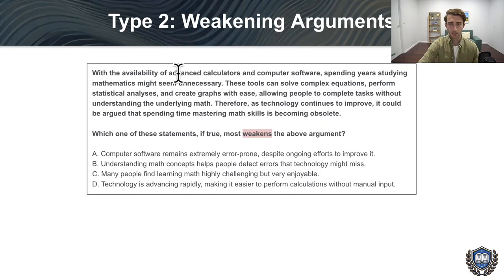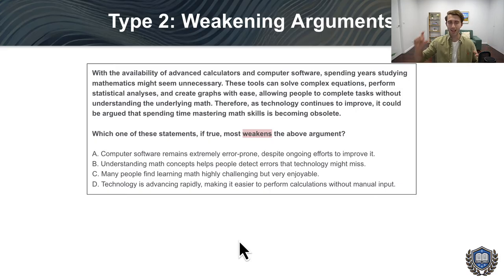With the availability of advanced calculators and computer software, spending years studying maths might seem unnecessary. These tools can solve complex equations, perform statistical analysis, and create graphs with ease, allowing people to complete tasks without understanding the underlying math. Therefore, as technology continues to improve, it could be argued that spending time mastering math skills is becoming obsolete. Now, this one wasn't quite as clear-cut.